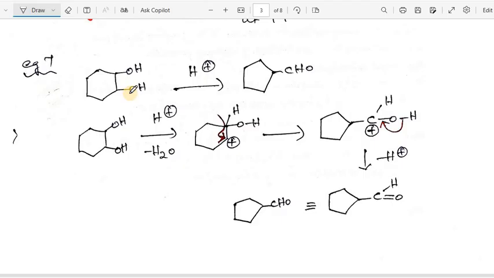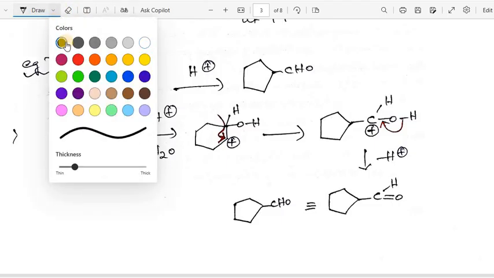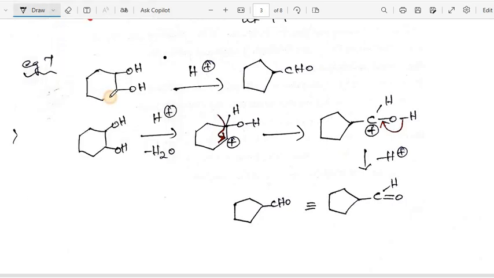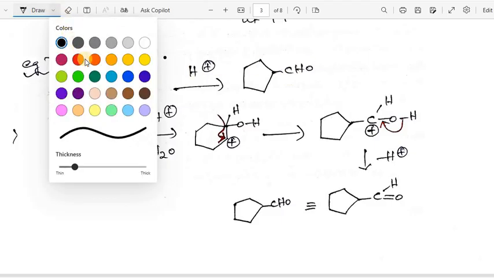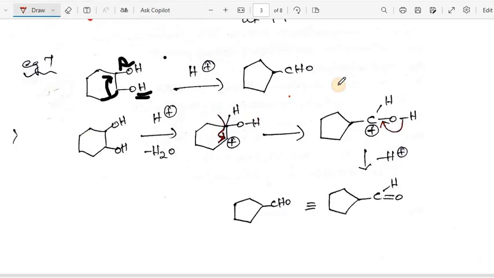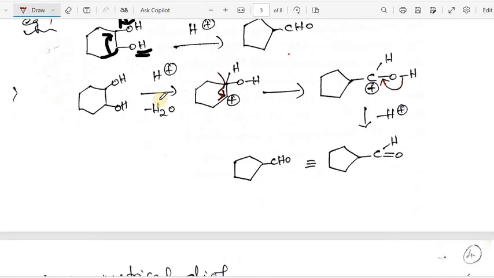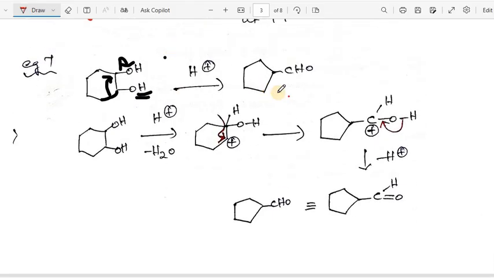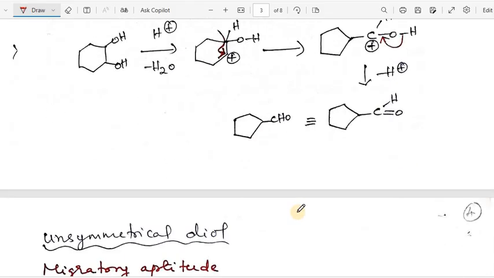Coming to this example, this is also a symmetrical diol, and after removal of OH, the bond which is trans to the leaving group will get migrated to this carbon. This OH will get removed, this H will get removed. Therefore the 6-membered ring will get converted to a 5-membered ring. There is a formation of aldehyde. We can see here, there is a formation of aldehyde.